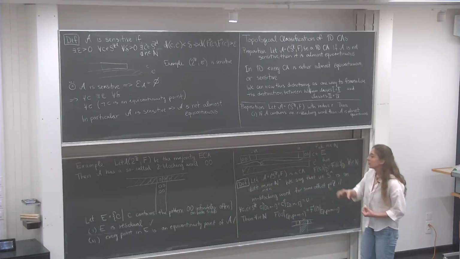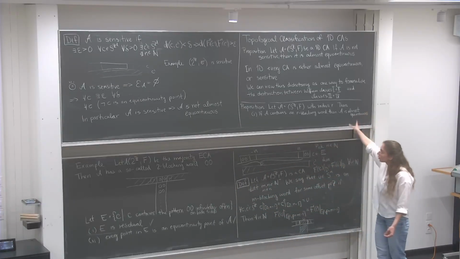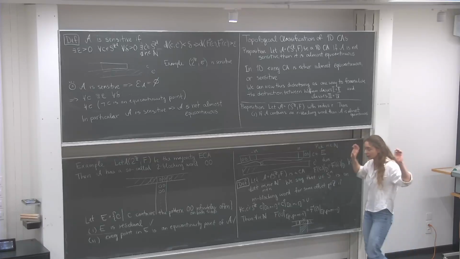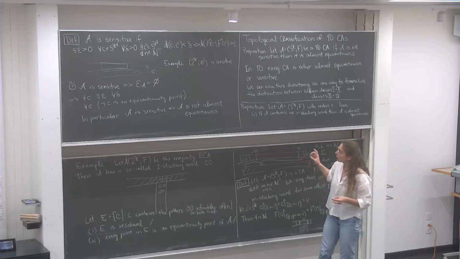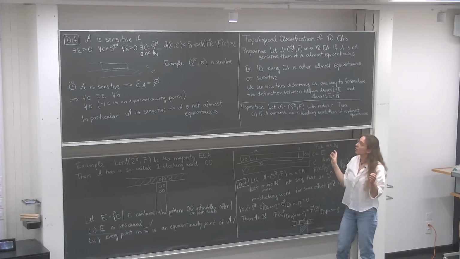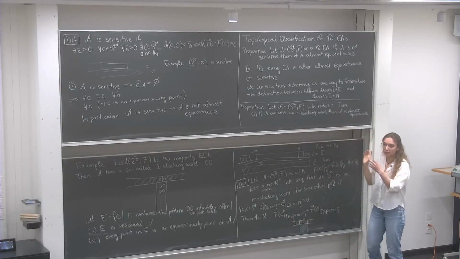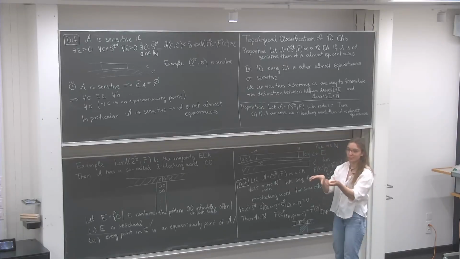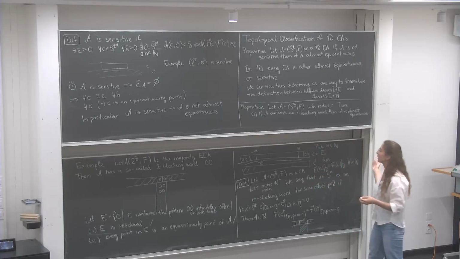But in either case, you can use the exact same argument to show that configurations that contain such an R blocking word are equicontinuity points. So now it's important that we block R positions with this being the radius, so that really information cannot skip over this block from the outside.